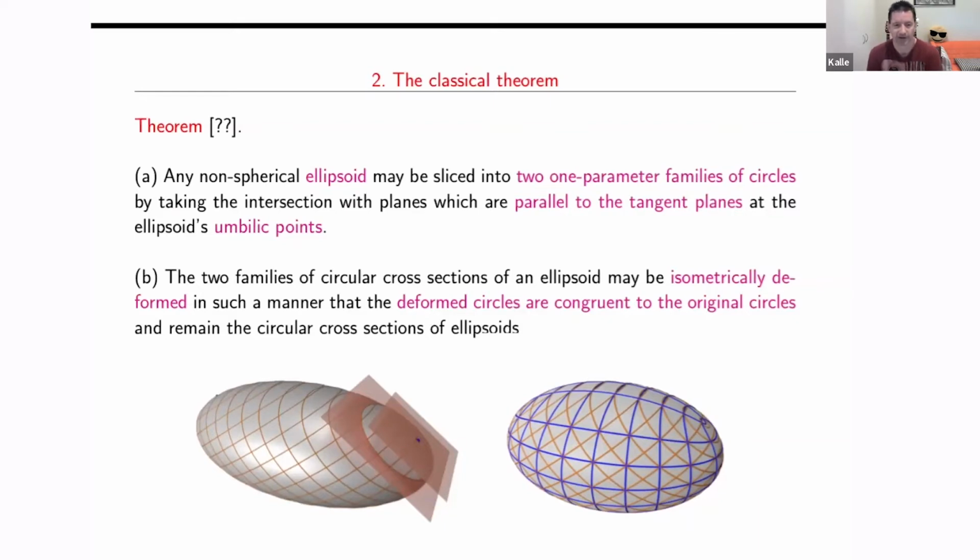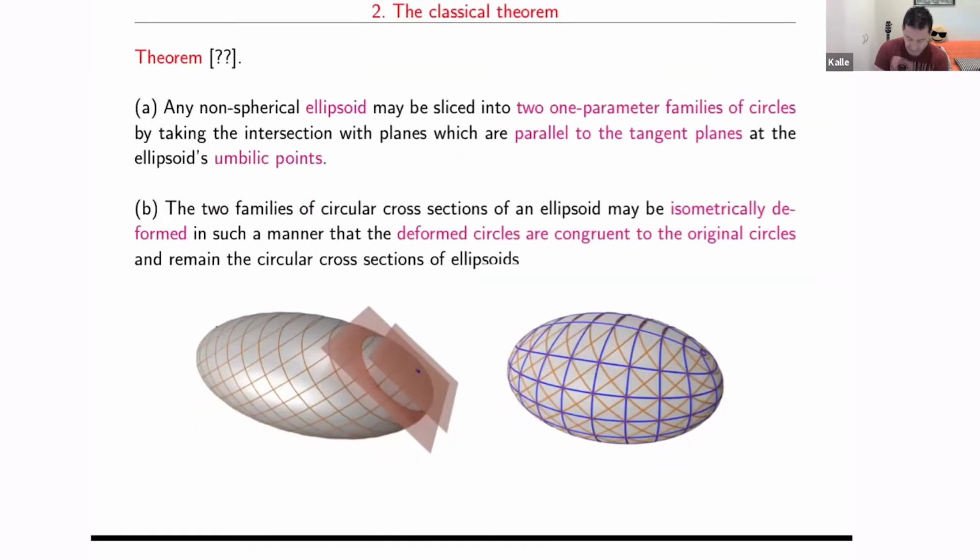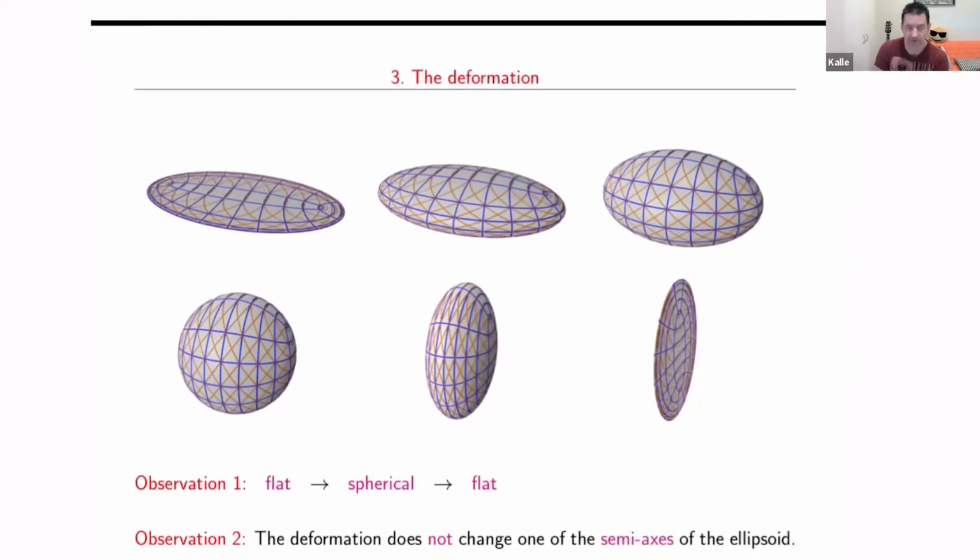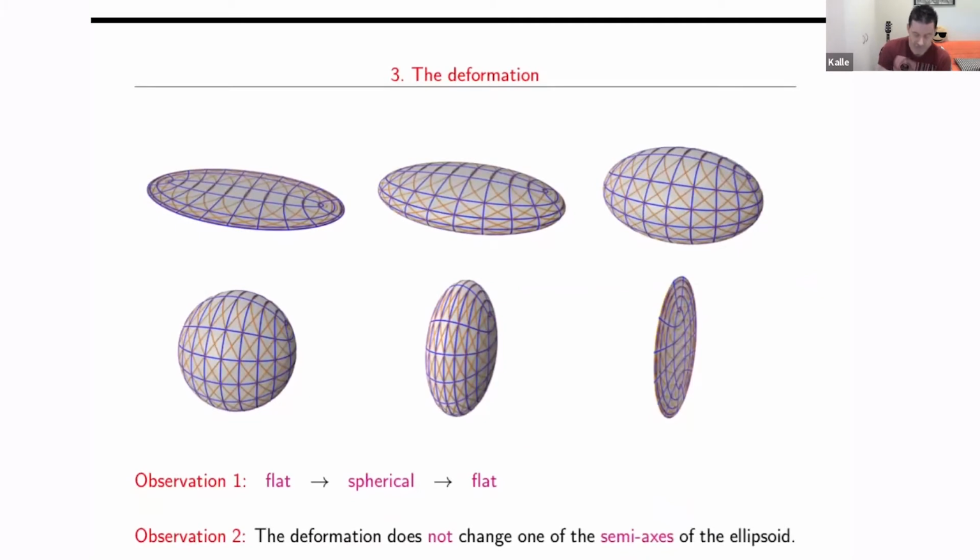Okay, so now the claim, so that's number one. The claim is you can now deform this ellipsoid in such a manner that the circles actually don't change. They just change their relative position. And then you get something like this. In fact, there are three cases, or two extreme cases and one in the middle. So this is the spherical case. So just start with, let's say, this one here. This is the previous picture, and then you start deforming.